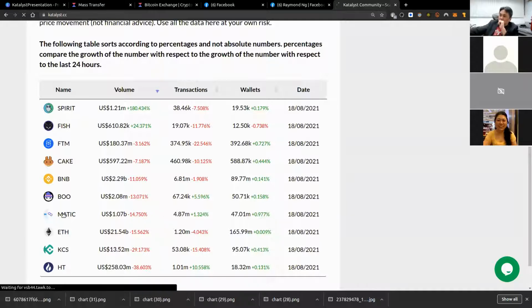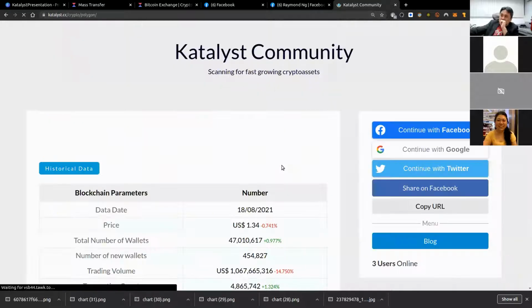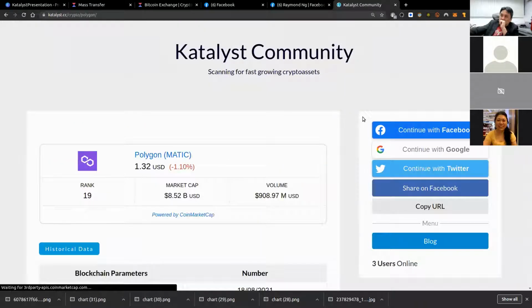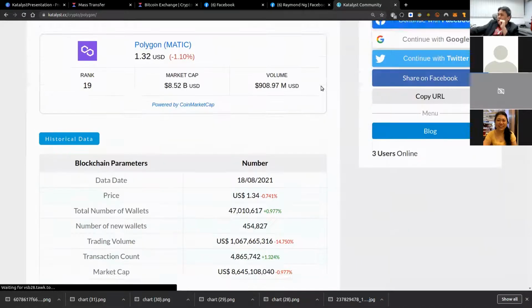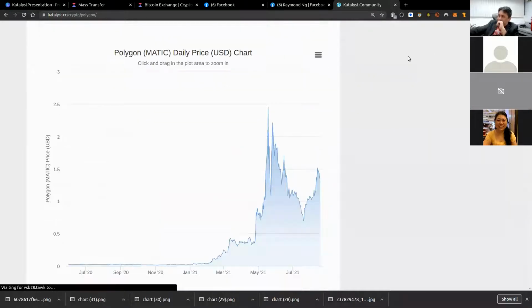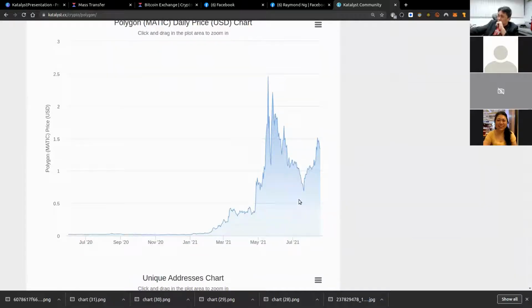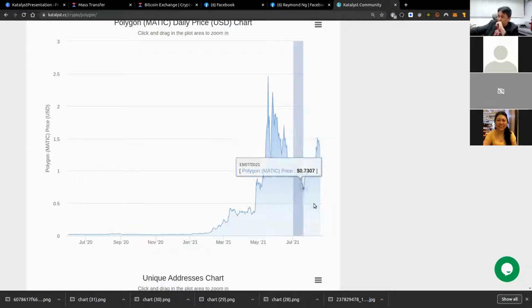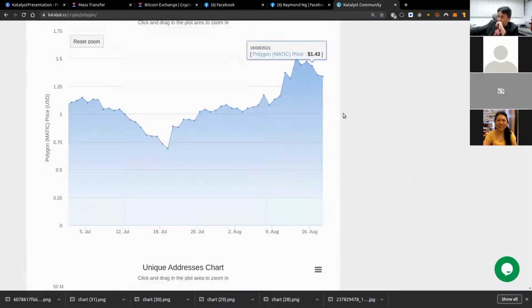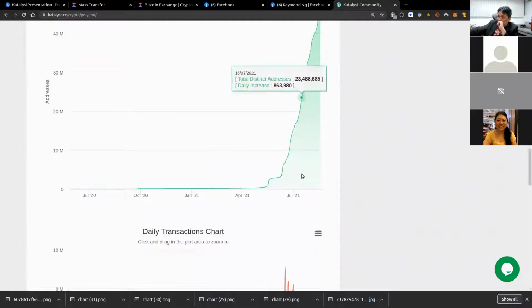Okay, so we go to Matic. Matic now is 1.32. You just look at it from 1st June onwards, 1st July, okay, 1st July, zoom in.